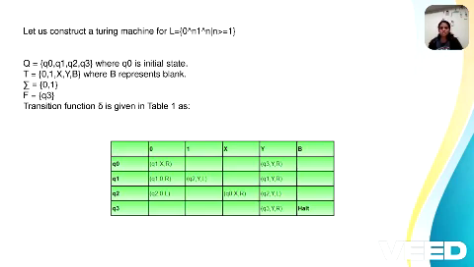Now let us construct a Turing machine for the given expression where Q is {Q naught, Q1, Q2 and Q3}, and Q naught is the initial state. T equals {0, 1, X, Y and B}, where B represents the blank space. The set of input alphabets are 0 and 1, and F is Q3. The transition function is given in the table which is shown below.